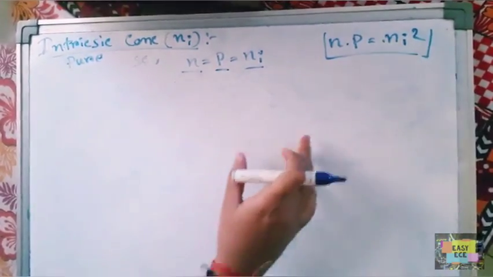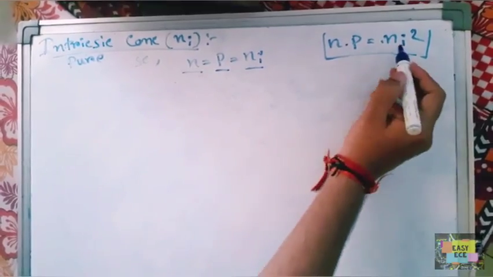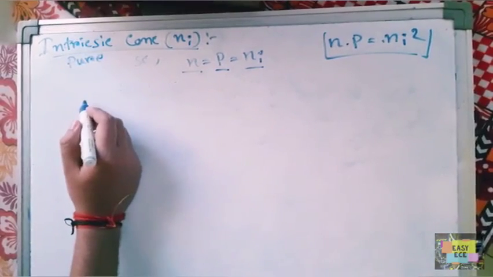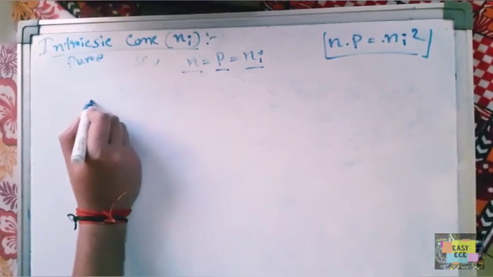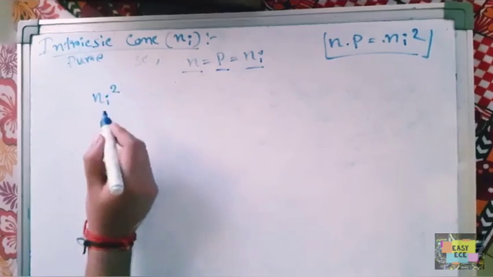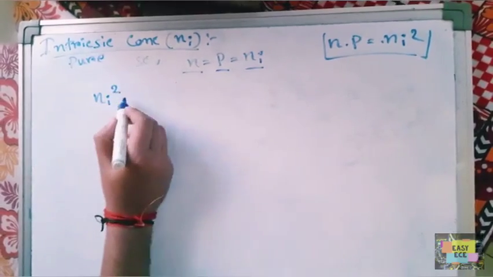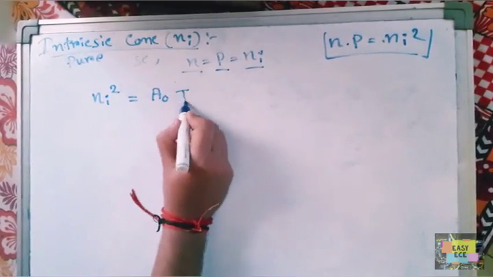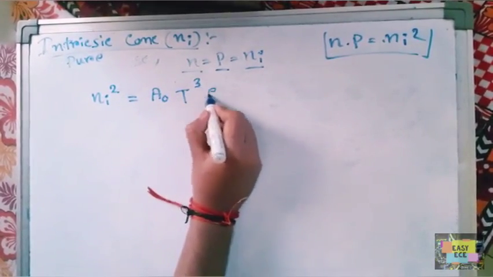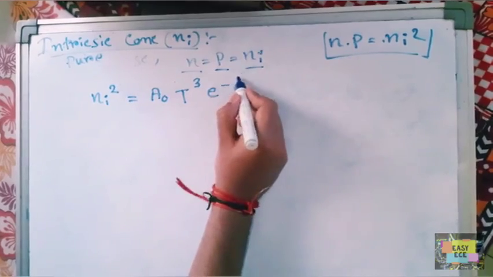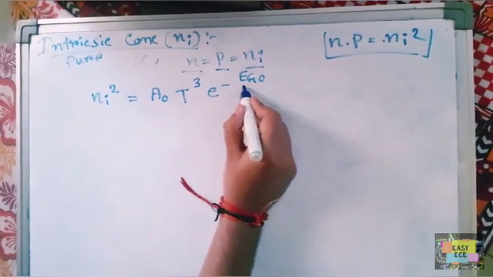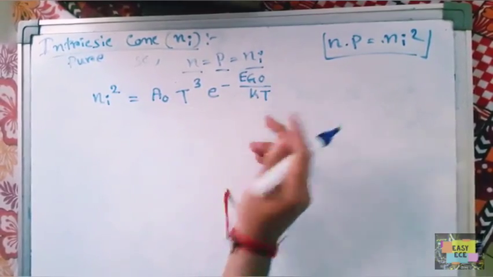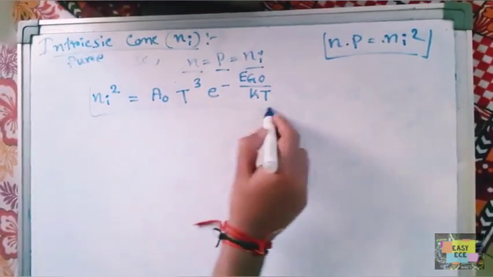Now in the mass action law, we calculate the value of Ni. The main formula of Ni square, that is how to determine the intrinsic concentration, is Ni square equals A naught into T to the power 3, into e to the power minus E G0 divided by K into T. So this is the main formula.